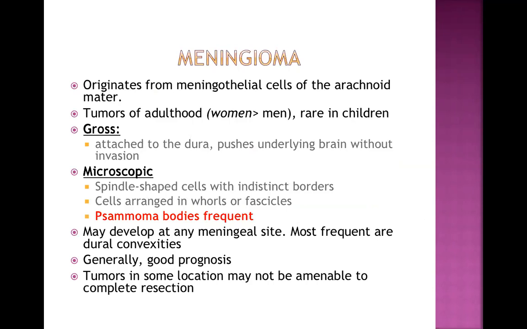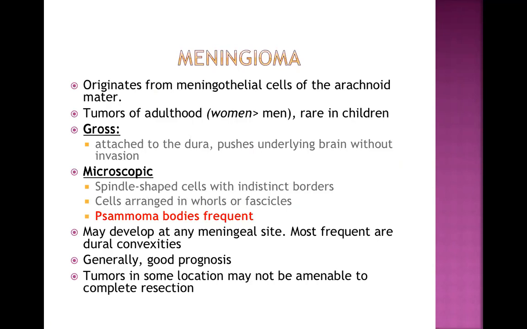Now let's talk a bit about meningioma. Meningioma is a benign tumor of the brain. It originates from meningothelial cells of the arachnoid matter. So that is the origin. Arachnoid matter is a layer of meninges. This is a tumor of adulthood, and women are more commonly affected than men. It is quite rare in children.